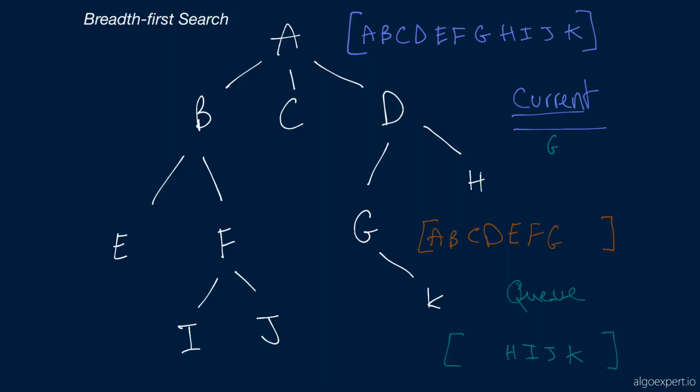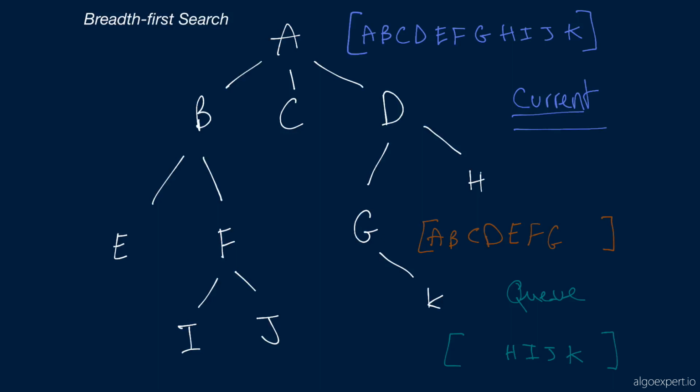And so you can kind of see how we're doing this, right? We pop a node from the queue, we add its name to the final array, and then we add all of its children nodes to the back of the queue. And then we pop the node from the front of the queue. And that's how it goes.